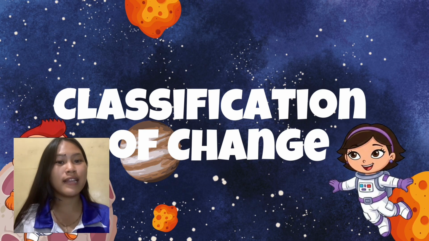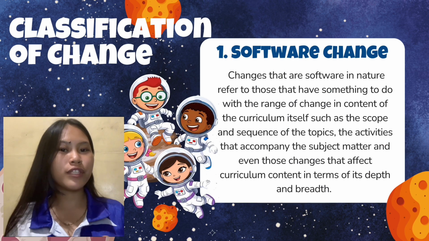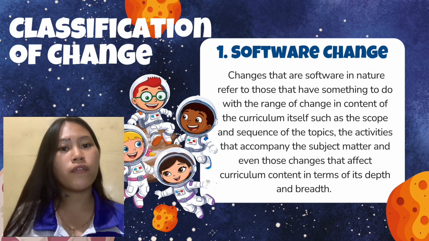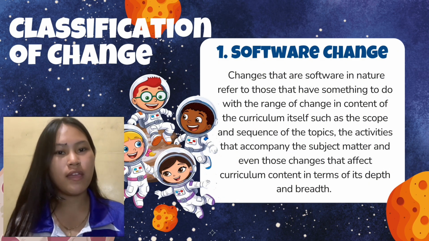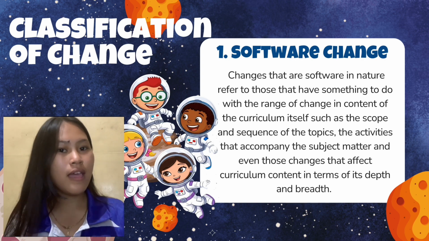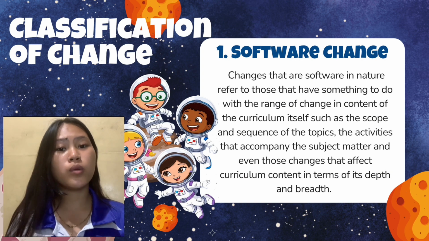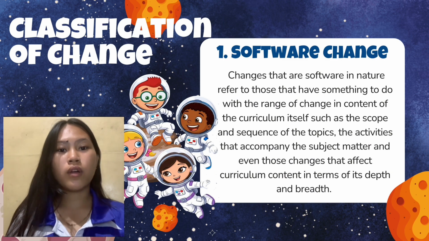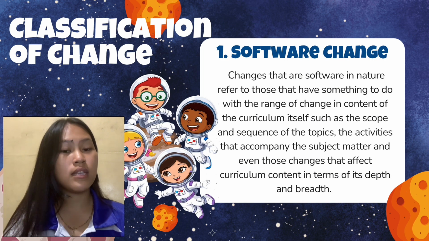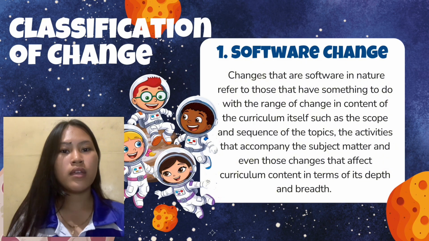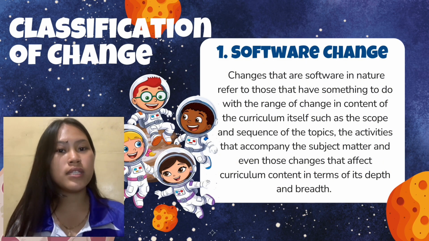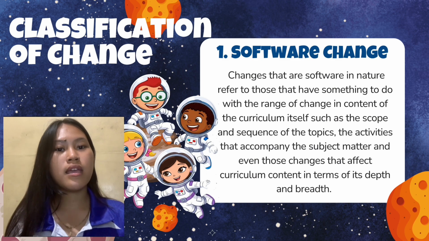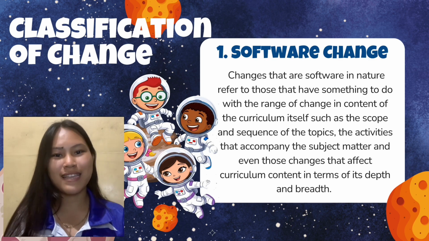And now we're down to the classifications of change. So the first one is the software change. It is the curriculum content. It refers to the changes in the curriculum itself. It also focuses on what is taught and how it is taught. It includes the scope and sequence of the topic, the depth and breadth of content, and the learning activities and teaching strategies. The nature is intangible, which is the ideas, knowledge, and instruction. The purpose of it is to improve the teaching and learning process.